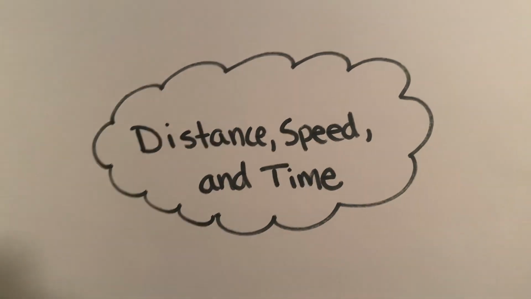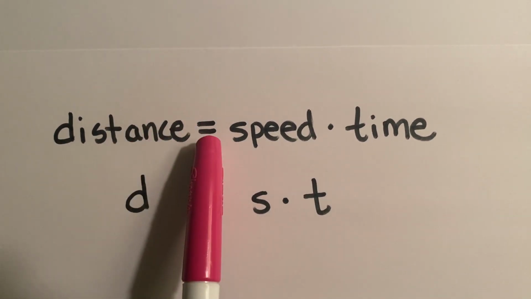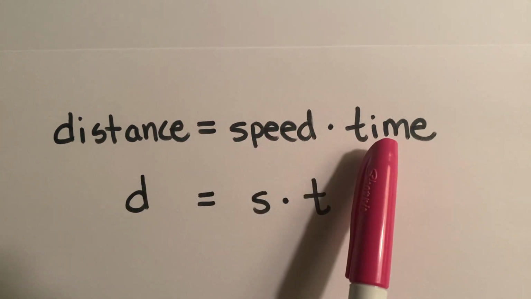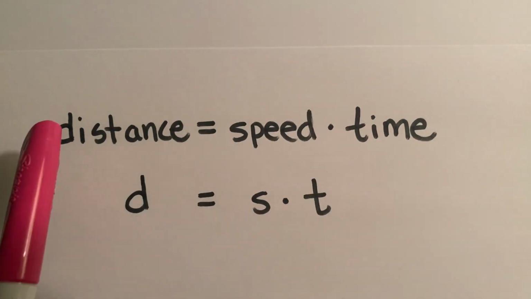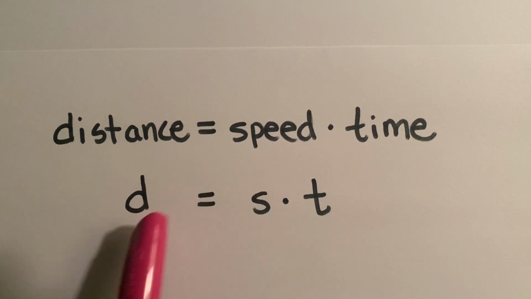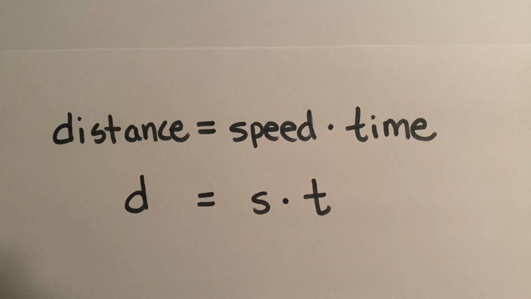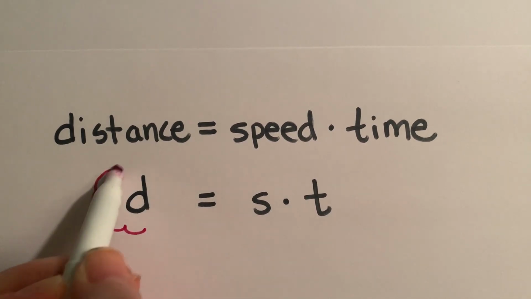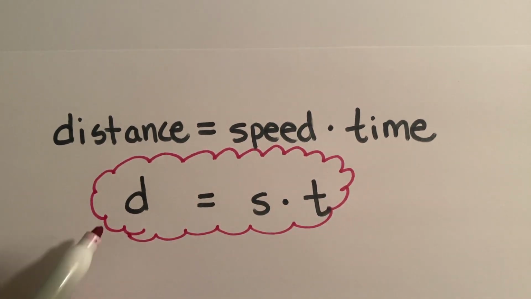So let's get started. The first slide I want to show you here is an equation. And this is an equation we'll be using today. The equation says that distance equals speed times time. So when we abbreviate this, we might say D for distance equals S for speed times T for time. So distance equals S times T. This is the formula or the equation we're going to be using for our problems today.